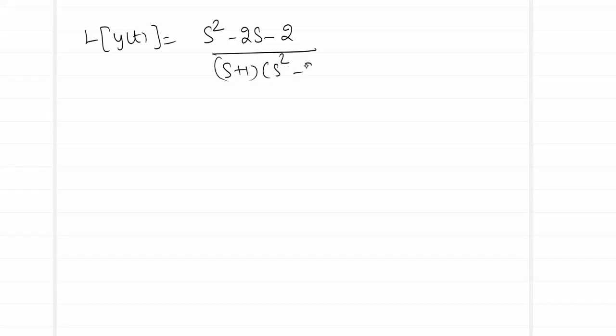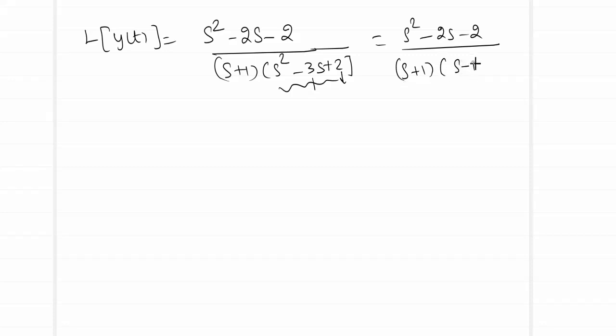So I will be left with (s square minus 2s minus 2) divided by (s plus 1) into (s square minus 3s plus 2). Now I know that this quantity s square minus 3s plus 2 is factorizable. So let me factorize it. The product is going to be 2, sum is minus 3. I can split it as s minus 1 and s minus 2. Now this is my Laplace of y of t.